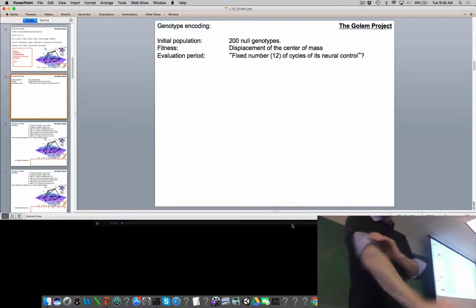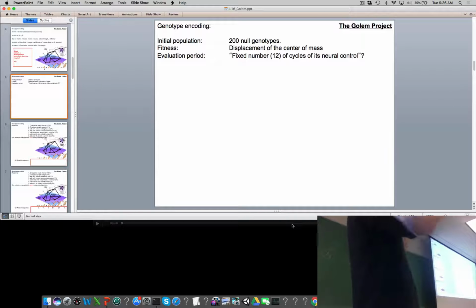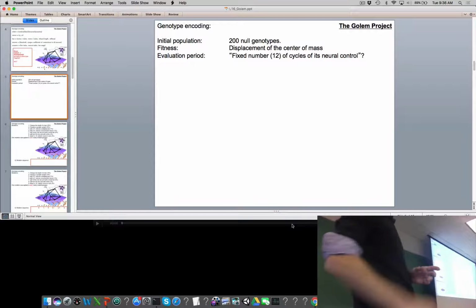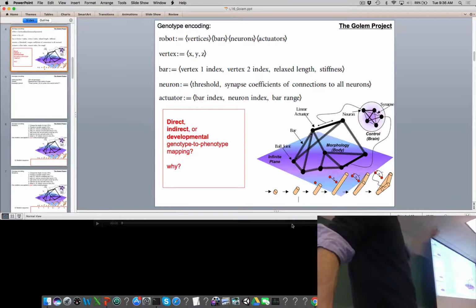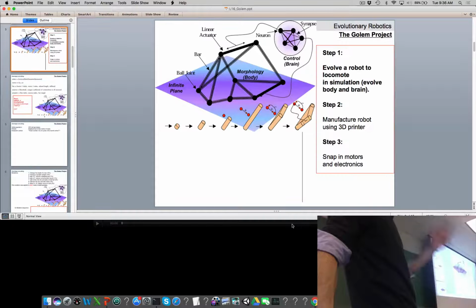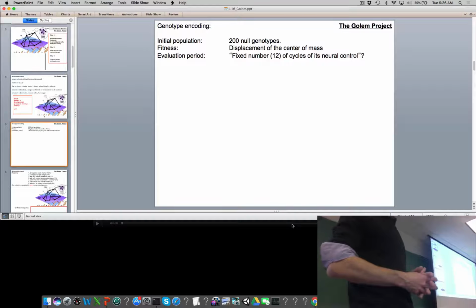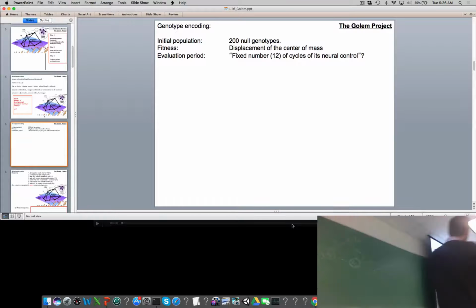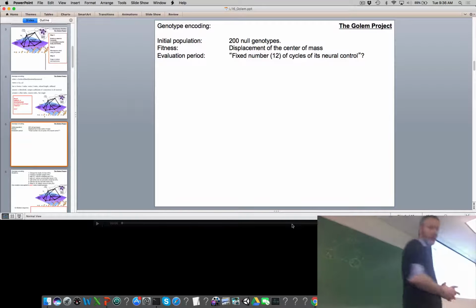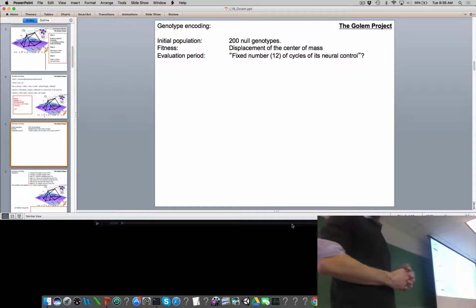Okay. How did they evolve things? Well, they had a population of initially null genotypes, which means each of the robot lists here was composed of four null lists. No actuators, no bars, no neurons, no synapses, no nothing. Kind of a strange way to start. Fitness, as we've seen many, many times before, is displacement of the center of mass, and the evaluation period is a fixed number, 12, of cycles of neural control.